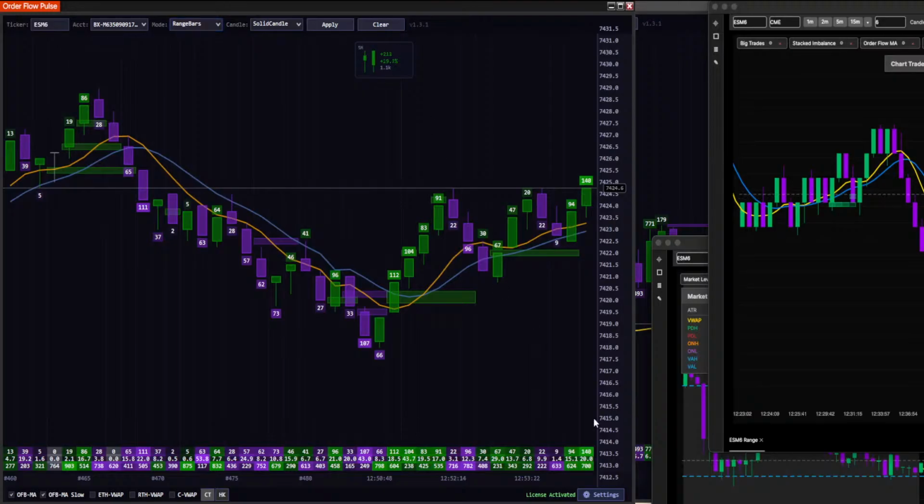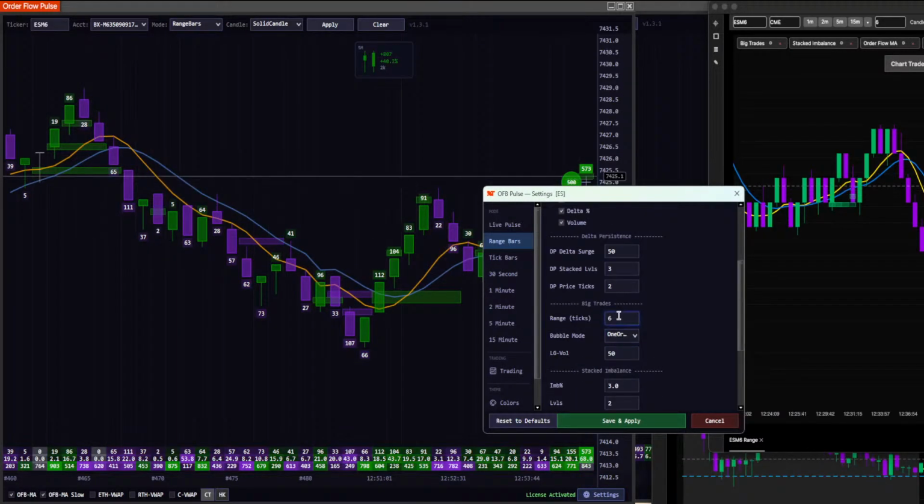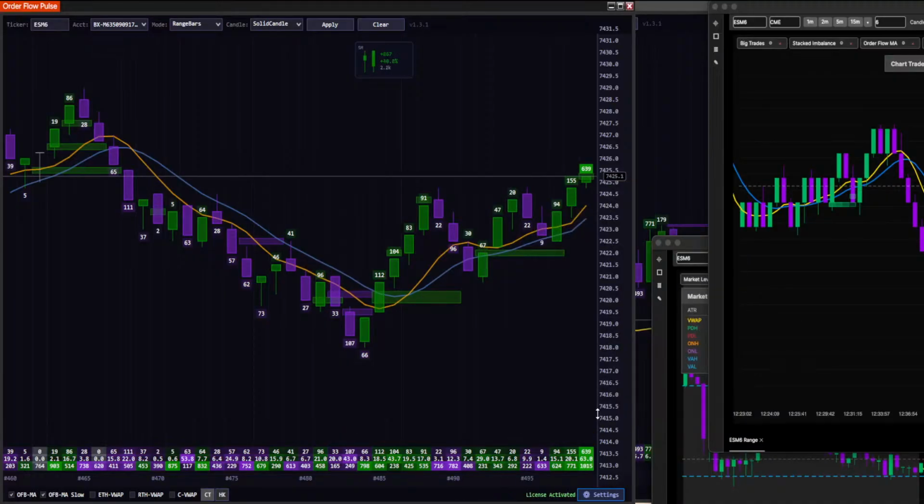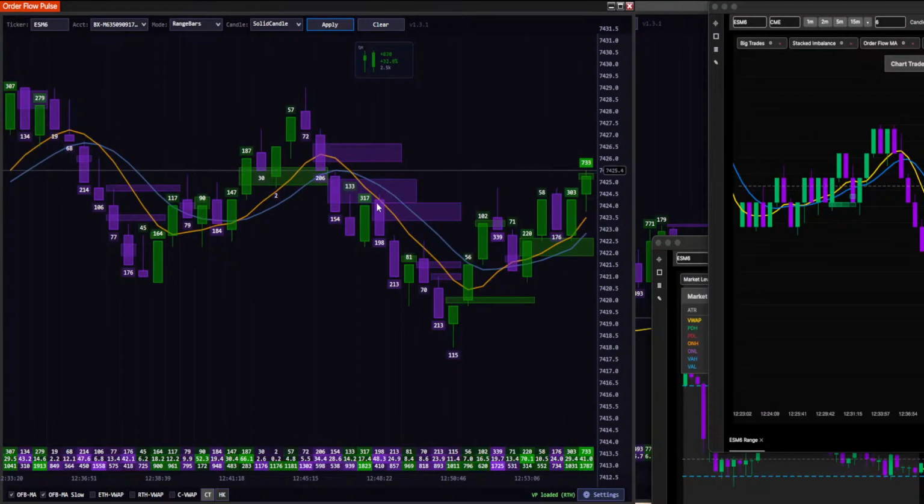Not a problem. Let's say we go to even an 8 range bar. So now it's an 8 range bar. Same concept. 5-minute green, delta percentage green. All 3 need to be green. Okay.